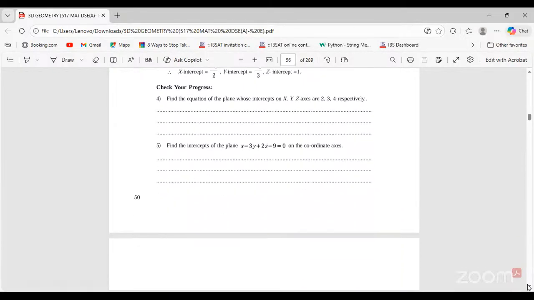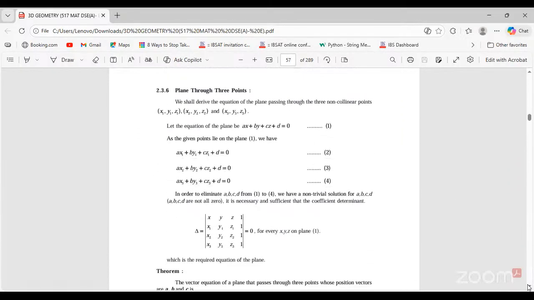So these are the examples. And this is one more concept.